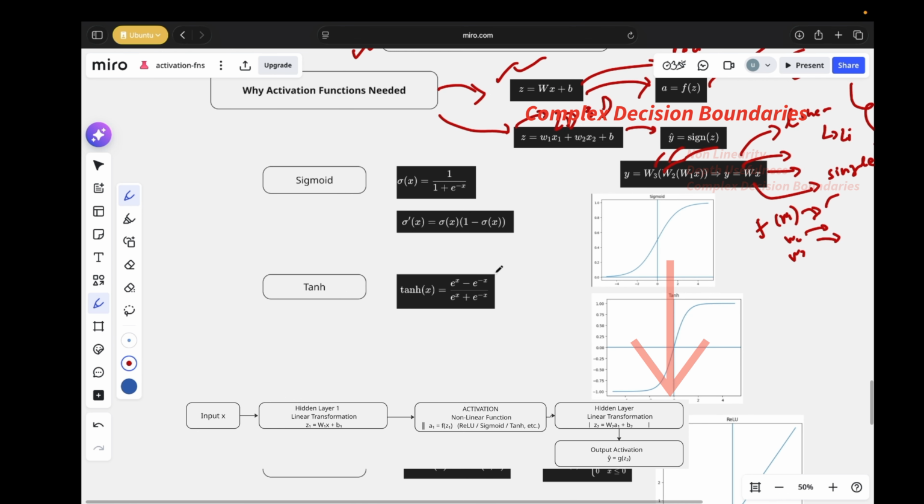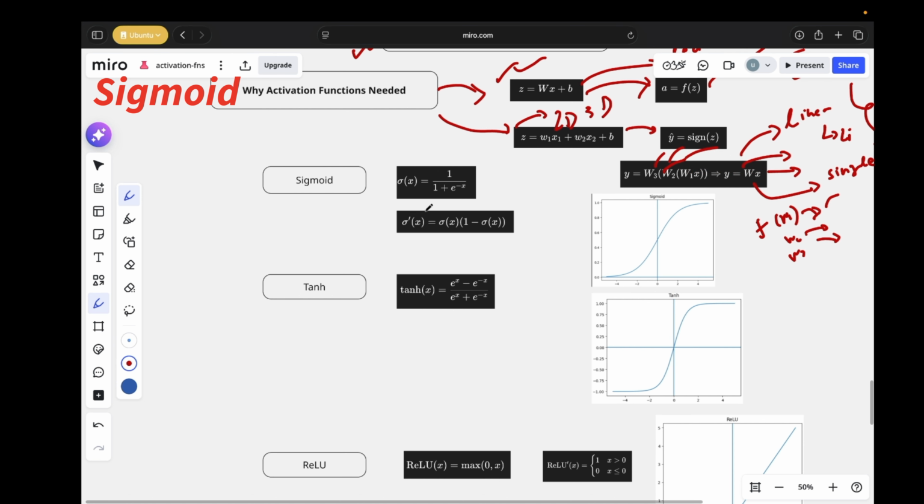Now let's understand each activation function one by one. The first is the sigmoid function. The sigmoid function is given by this formula: sigma(x) equals 1 divided by 1 plus e to the power of minus x, and its derivative is given by this. The graph looks like an S curve here, and the output range of sigmoid is basically in the range of 0 to 1.